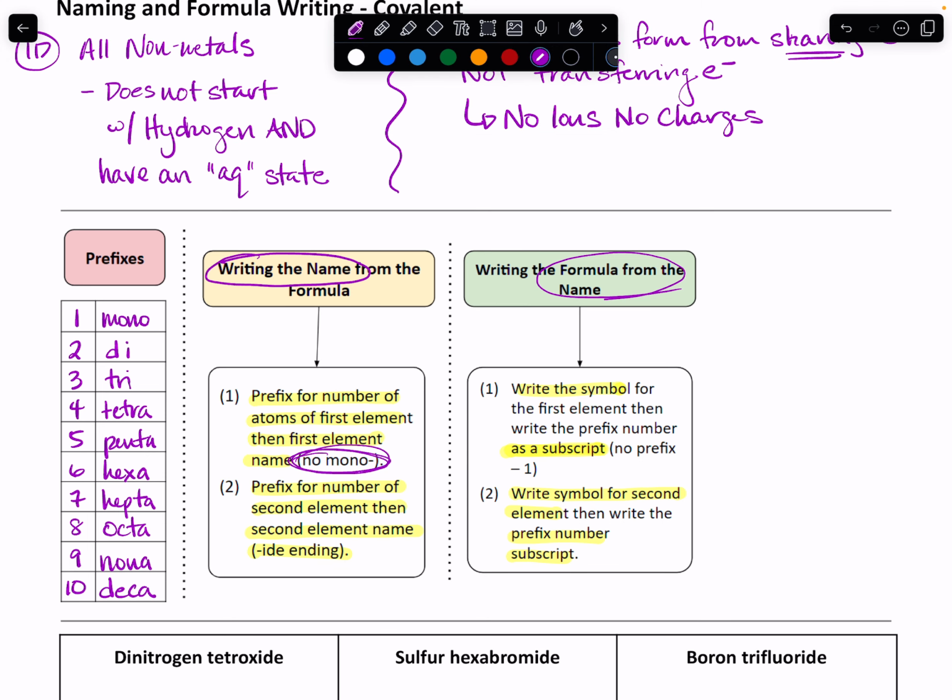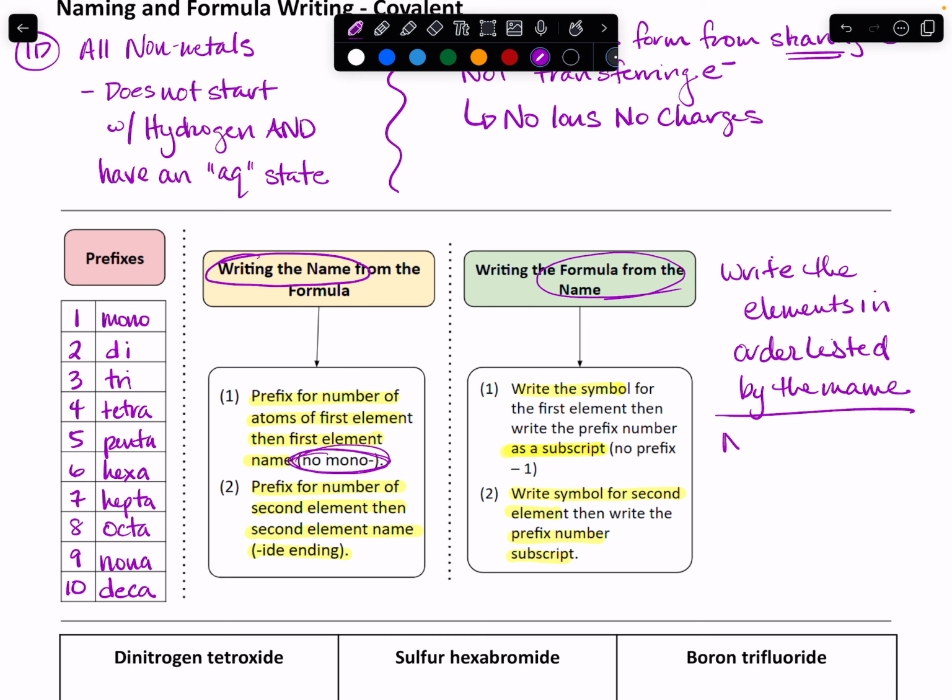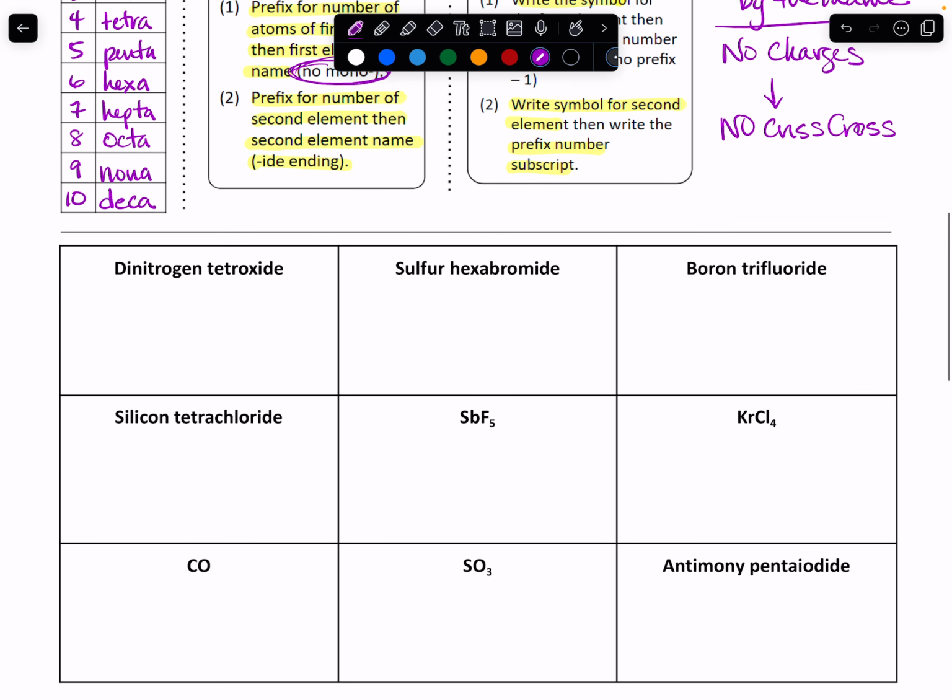Now, one thing to keep in mind, we're going to write the elements in the order listed by the name. So in other words, if the first word is carbon, then that should be the first element in our formula. Keep in mind no charges, and that means no crisscross. Whatever the subscript is in the formula, that is the prefix for that element. Do not take the subscript of one element and make it the prefix of the other. Do not crisscross.